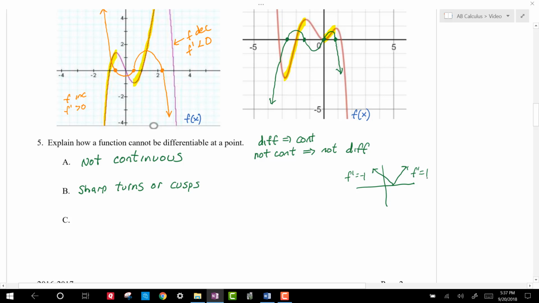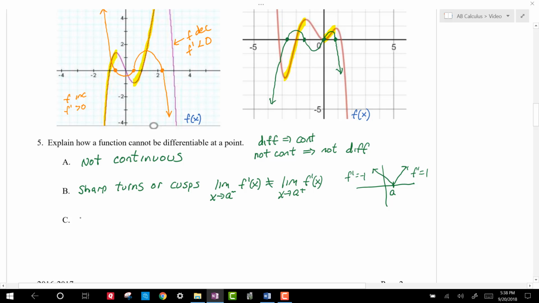And if the derivatives are not the same as x approaches this value right here, I'll just call this a. So as x approaches a, the derivative on either side is not the same. So when we say a function cannot be differentiable at a sharp turn or cusps, we say that the limit as x goes to a from the negative side of f prime of x, not f of x, but f prime of x, does not equal the limit as x goes to a from the positive side of f prime of x. In other words, the slope on the left does not equal the slope on the right.